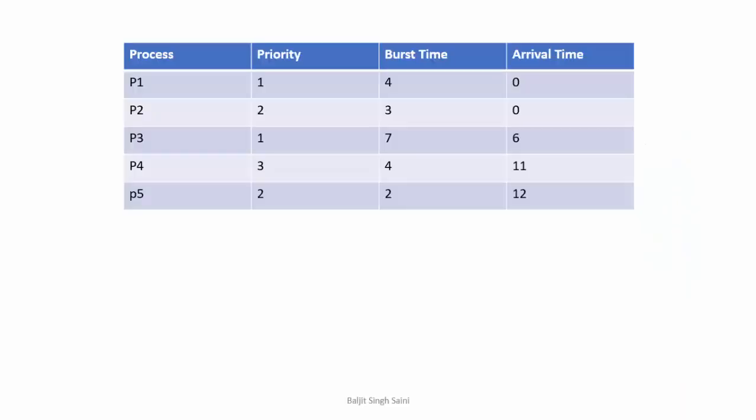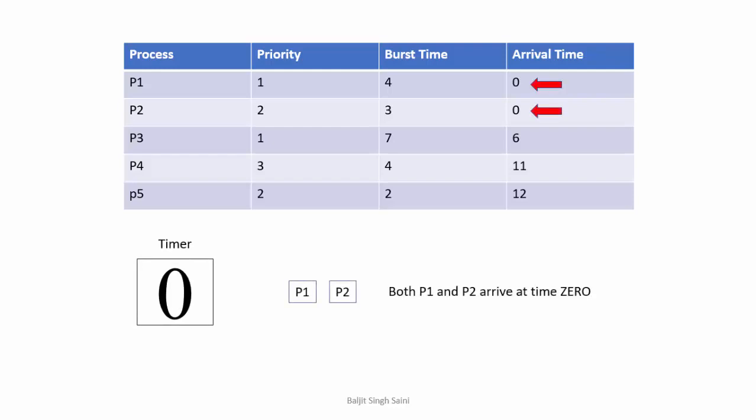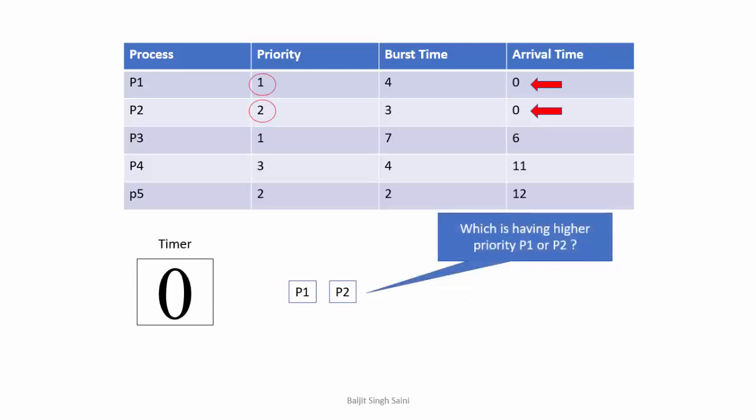Let us take an example. So now here are 5 processes and the priority levels are 1, 2 and 3. So 1 means highest priority and 3 means lowest priority. Now at time 0 there are two processes in this system, P1 and P2. Now we need to decide कि इन दोनों में से highest priority किसकी है. So we need to check on the number in the priority column. So P1 is having priority 1 and P2 is having priority 2. So this means that P1 is higher priority process.